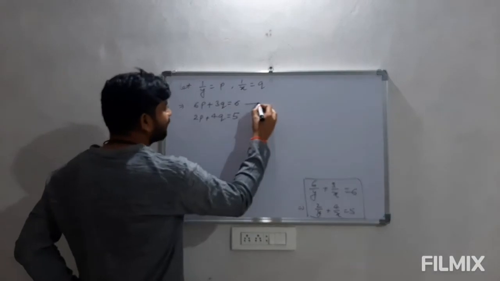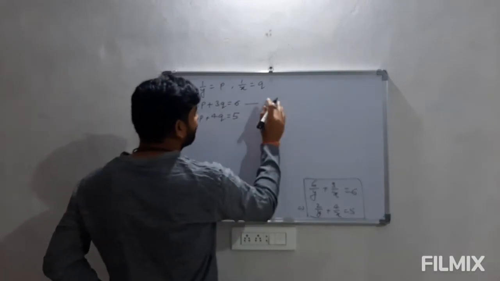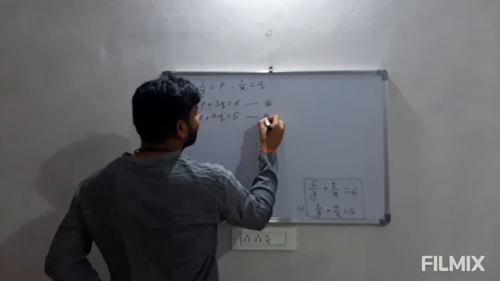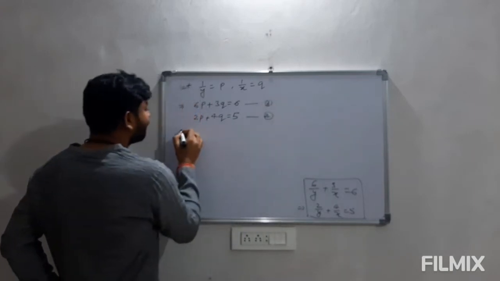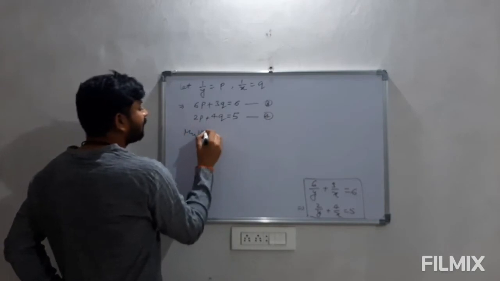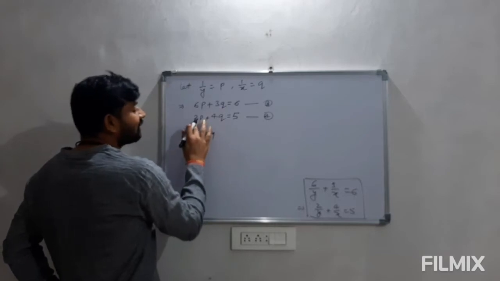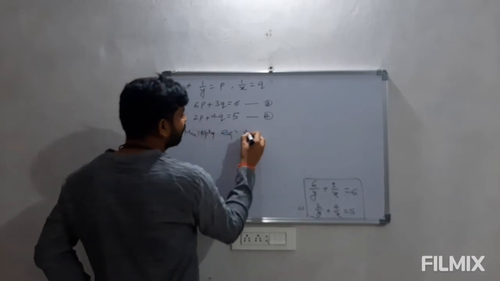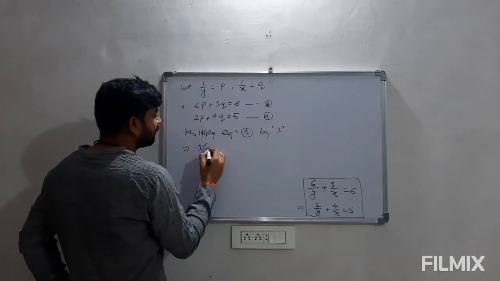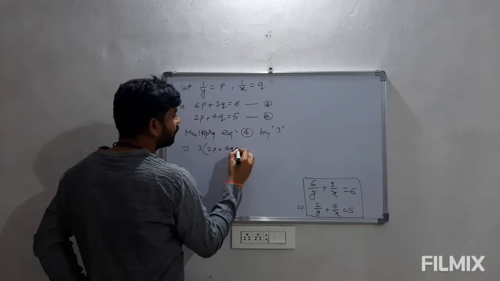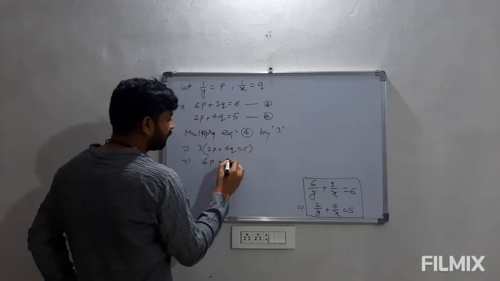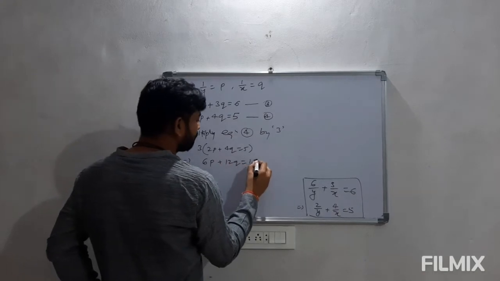So if we multiply, let us call this equation 3 and 4, as we have used 1 and 2 previously. So to make them equal, we can simply do one thing here. We can multiply by 3 the equation 4. So multiply equation 4 by 3. What we will get, 3 into 2p plus 4q is equals to 5 here. So we'll be getting 6p plus 12q is equals to 15.